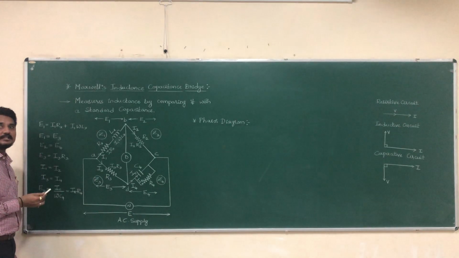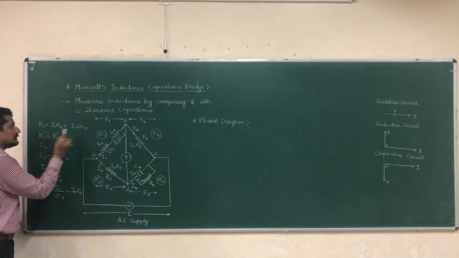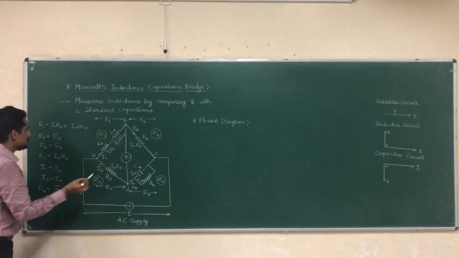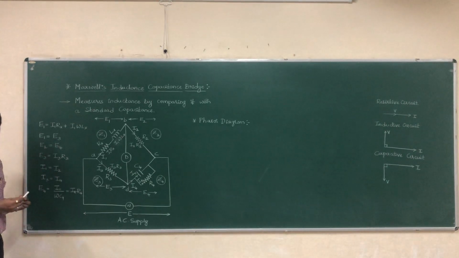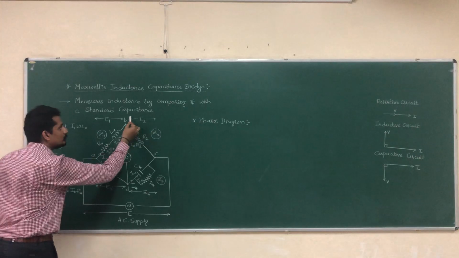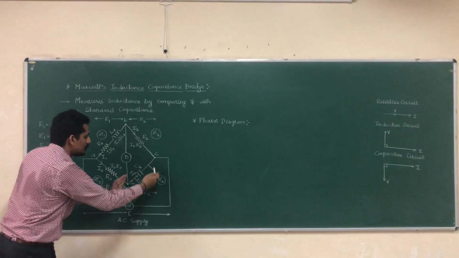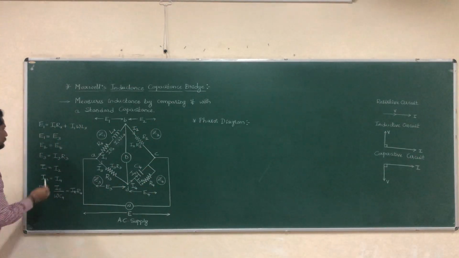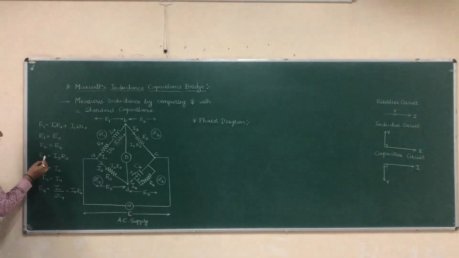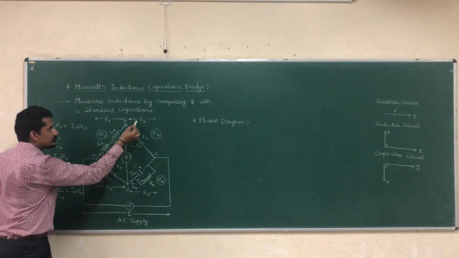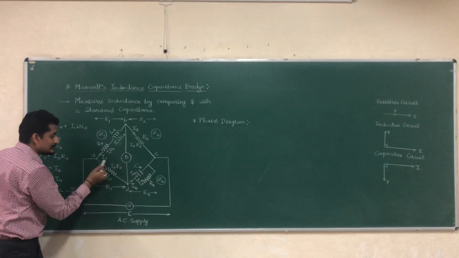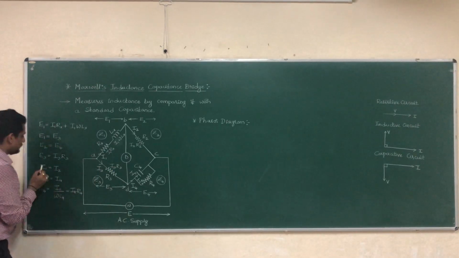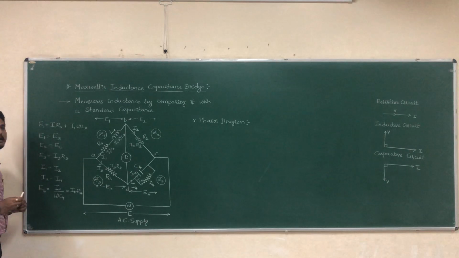And under balanced condition, what will happen? E1 will be equal to E3, and E2 will be equal to E4. Now, what is the value of E3, the potential drop across this? E3 is equal to I3 R3.